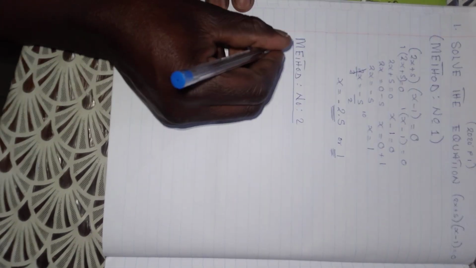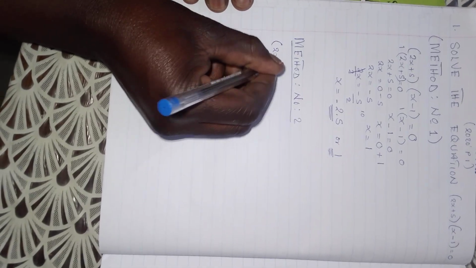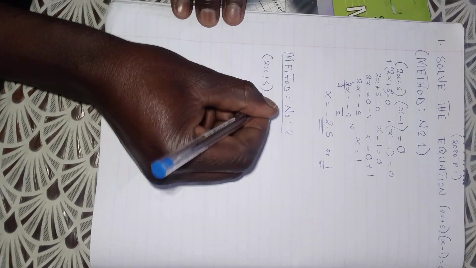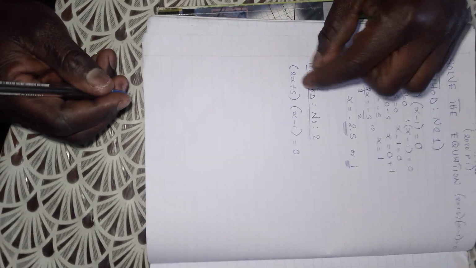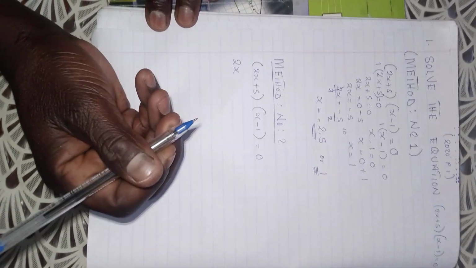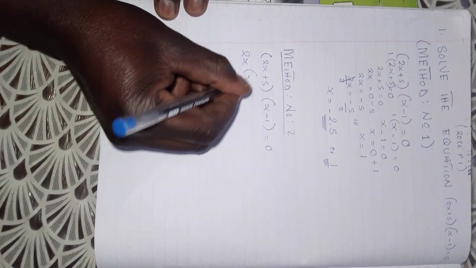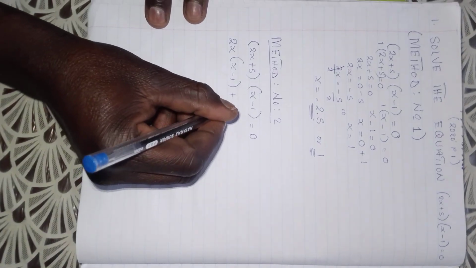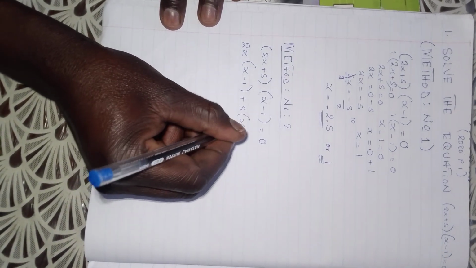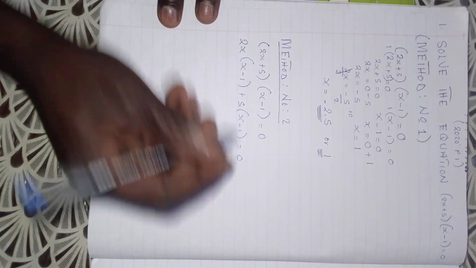We need to copy the question the way it is. Let's bring down the question: (2x + 5)(x - 1) = 0. What are we supposed to do? We need to multiply this against that. How are we going to handle it? 2x will be multiplied by x minus 1 there. Again, plus 5 will multiply x minus 1 there, equals 0.